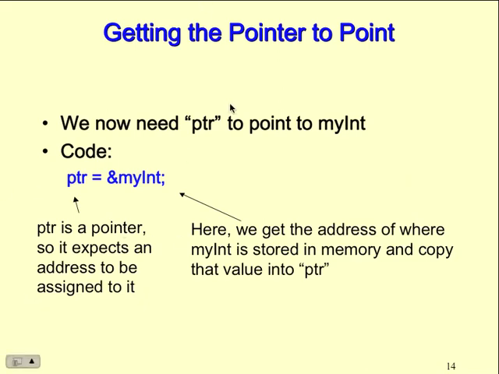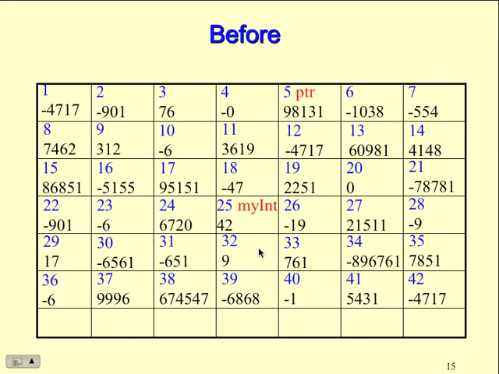So we get the pointer to point to something. We know we need a pointer to point to my int. So here we have pointer is equal to the address of my integer. So PTR is not equal to 25. The pointer is the pointer, so it expects the address to be assigned to it. And here we get the address of where my int is stored in the memory. We copy it to PTR. So, good so far? See, pointers are easy.